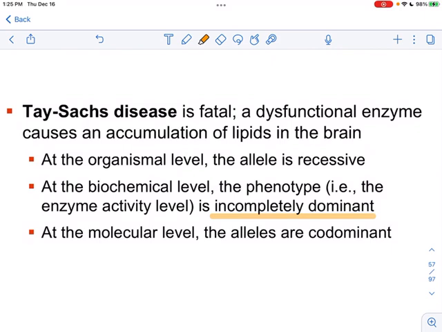And then if we get even closer, if we get to the molecular level, the alleles are actually co-dominant because when you look at them, the dominant allele is expressing the functional enzyme and the recessive allele is expressing the non-functional enzyme. So we have equal expressions of gene product, which means that they would be acting co-dominantly. So this is just an example of how you can look at these different levels, organismal level, biochemical level, molecular level, and these genes behave in different ways depending on what level you're looking at, right?